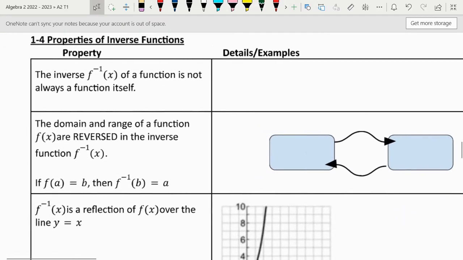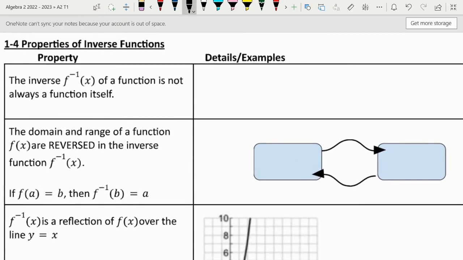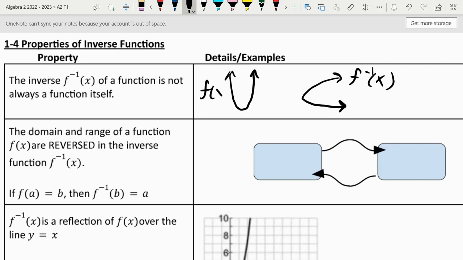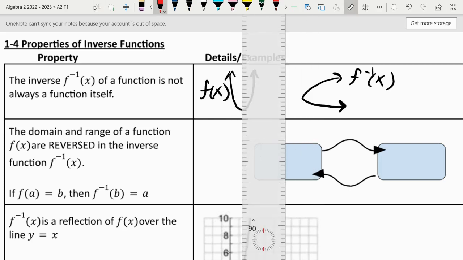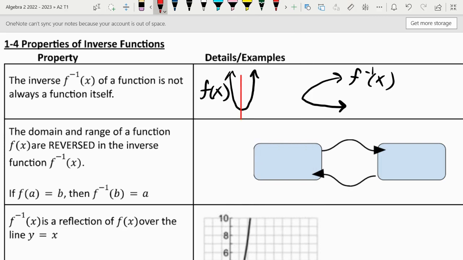A couple of properties. For this one, I'm going to use a parabola. As I'm going to explain later, if you have an inverse function, it's going to look pretty similar to the original. However, it doesn't always have to be a function. So here we have, excuse my chair, a function that passes the vertical line test by only crossing once. So it passes.